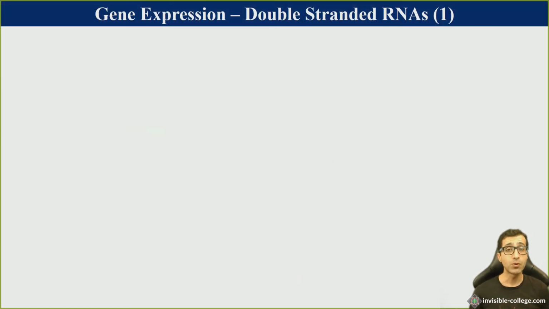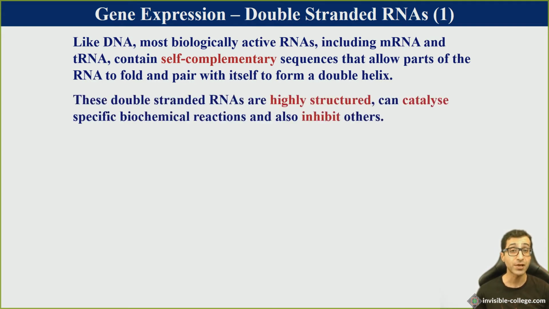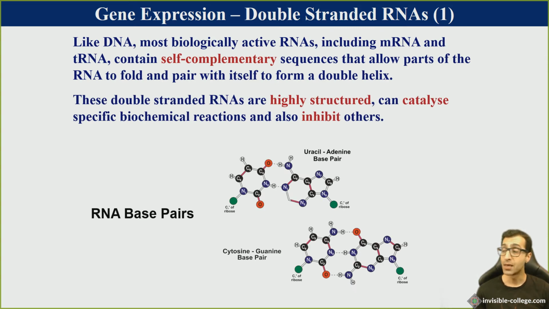So, like DNA, most biologically active RNAs, including mRNA and tRNA, do contain self-complementary sequences that allow parts of the RNA to fold and pair with themselves to form double-stranded segments of RNA, which can form double helices. Now, these double-stranded RNAs are highly structured and can catalyze specific biochemical reactions and also inhibit certain other biochemical reactions. So within RNA, base pairing occurs between cytosine and guanine, but in RNA, again, if you remember, thymine is replaced by uracil.